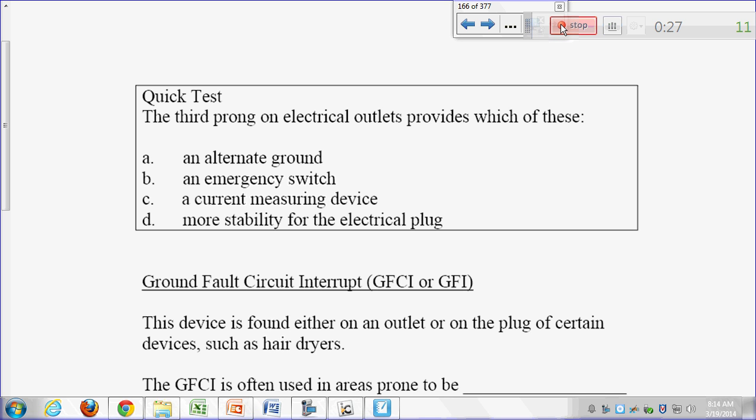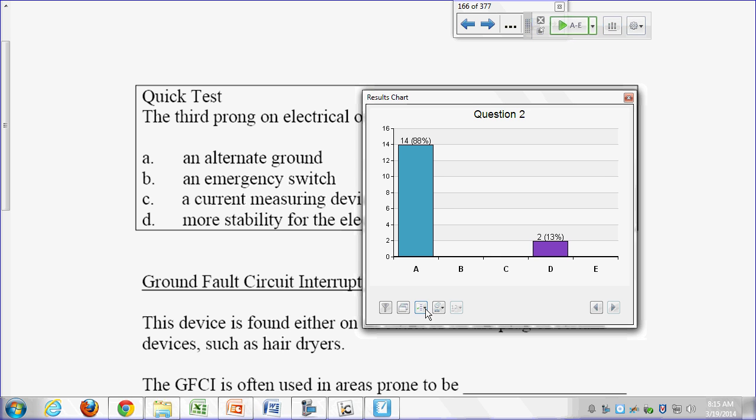So that's what gets really annoying for the lab. The GFCI. All right, I'm going to stop at 45. All right, A is right.